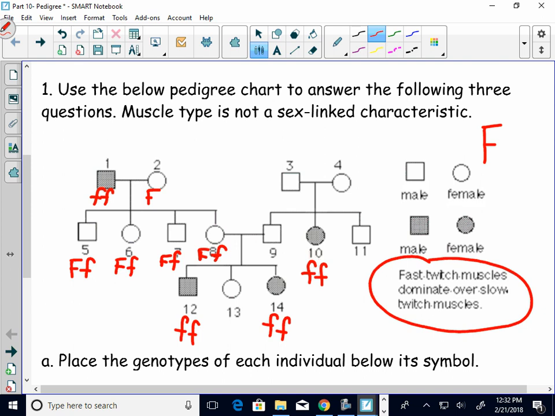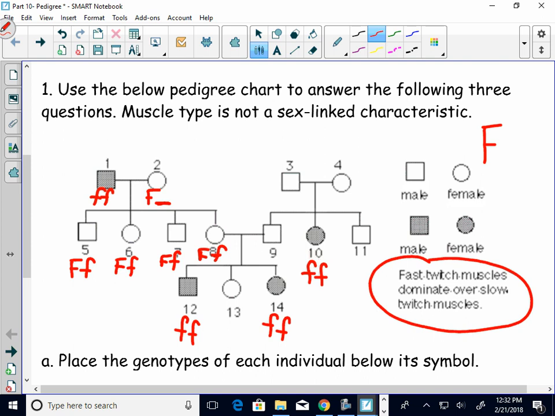Well, could the mother give a capital F to every one of them? Yeah. Could it be possible that that could be 2 capital Fs? Yeah. Could it be a lowercase f, though, too? Yes. So this is one where I just put an F line there, because we don't really know whether she is a capital F, lowercase f, or capital F, capital F.